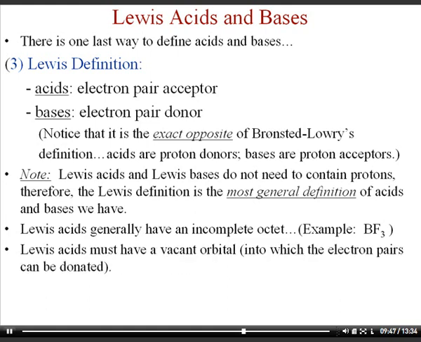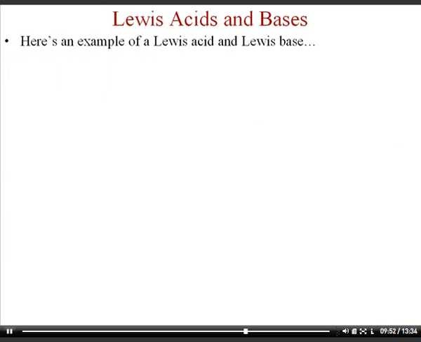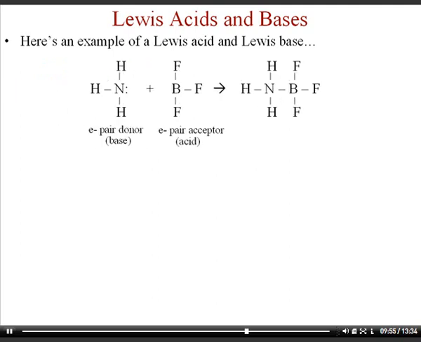Now Lewis acids must have a vacant orbital, which means it has to have some location where the electron pair can be donated. So here's a classic example. You have NH3. You have one electron pair, or two electrons, sitting on the nitrogen, not bonded to anything yet, and you have BF3 with an incomplete octet. And when these compounds stick together, the nitrogen and the boron bond to form the compound NH3BF3. And since the nitrogen donated the electron pair, it's classified as a Lewis base, and since BF3 accepted the electron pair, it's classified as a Lewis acid.